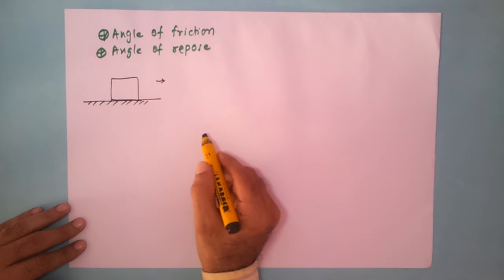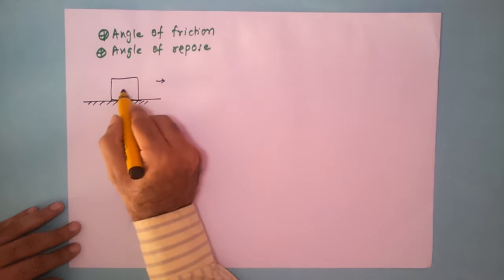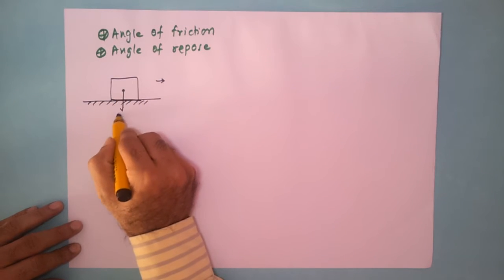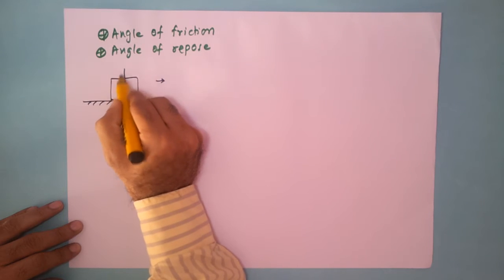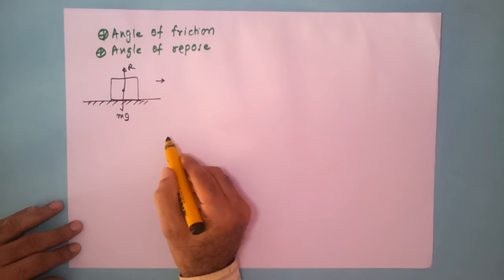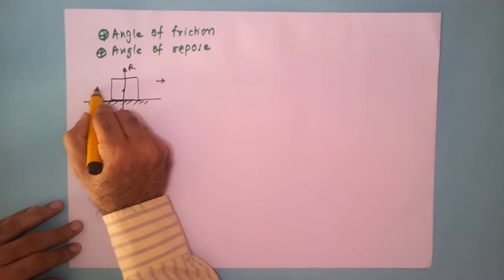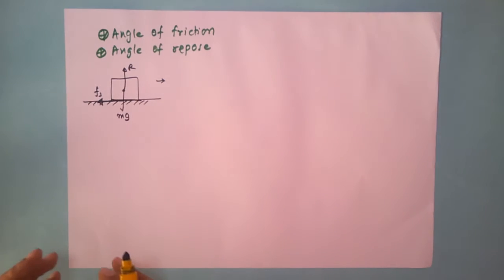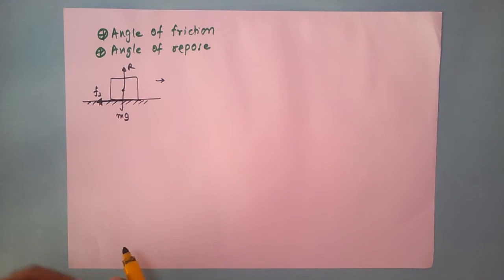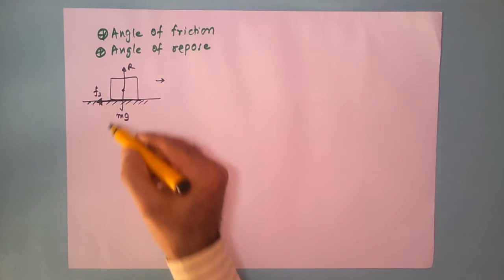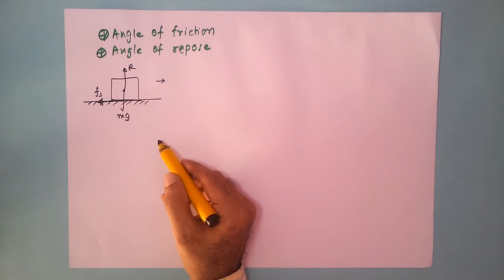Now the forces which come into play when it is just on the verge of moving are mg and its normal reaction R, and the frictional force. The frictional force will come into play in this direction. So this we will call as Fs, where Fs is the maximum static friction, or what we call as the limiting friction. So these are the two forces which come into play, R and Fs.